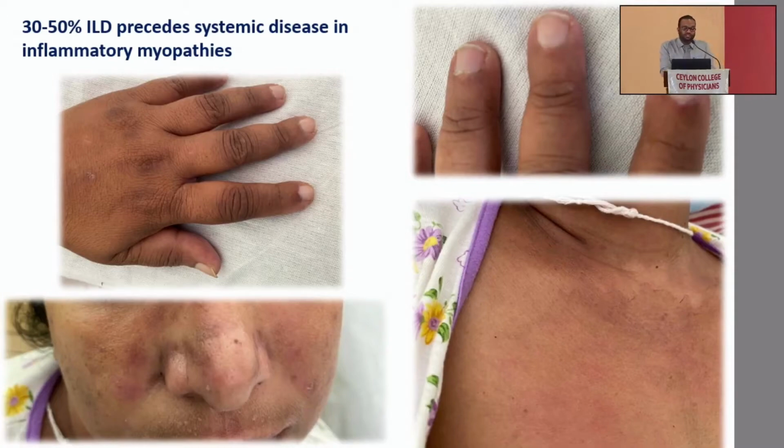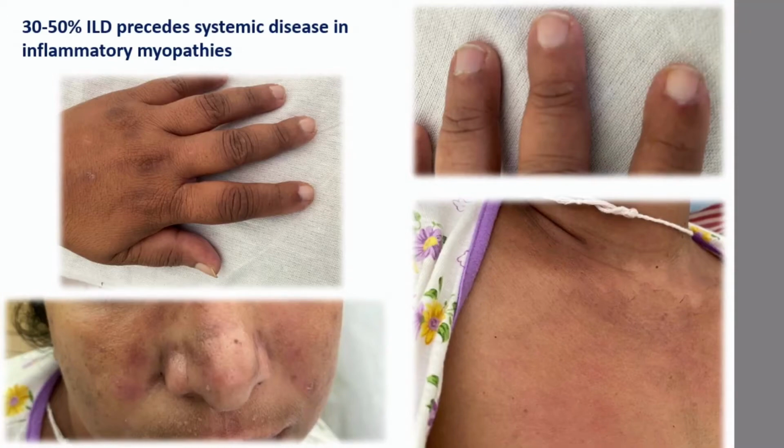So these were the changes we had in our patients. You can see the Gottron papules are not very prominent. If you are not looking at it very carefully, you won't be able to identify it. And nail fold capillary dilatation, the V-neck sign, and the photosensitive rash.